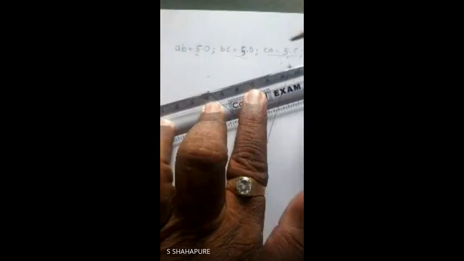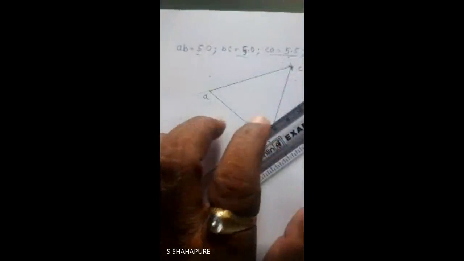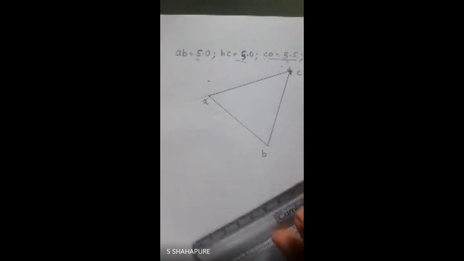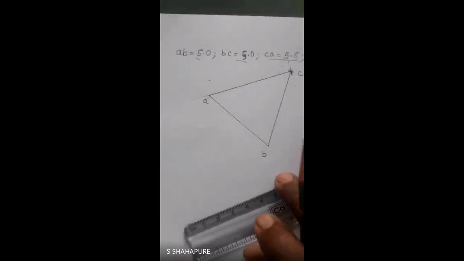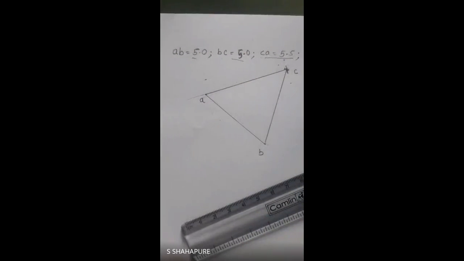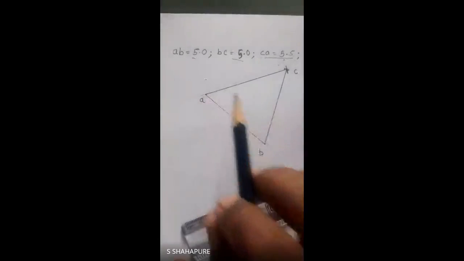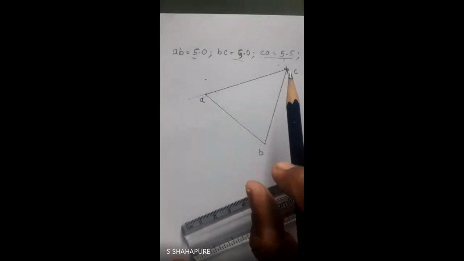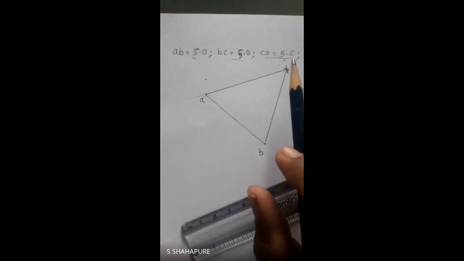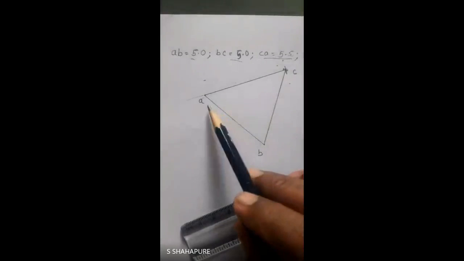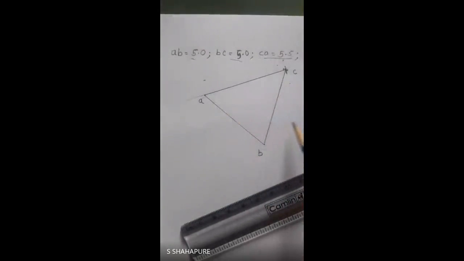All the three sides you have to measure, and you have to plot it graphically like this. By measuring all the three distances, you have to plot the three positions of the ranging rods on the paper.